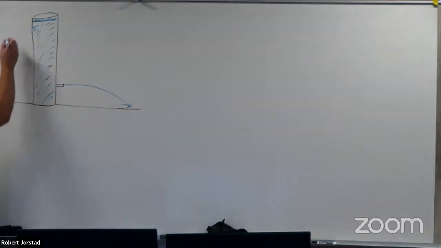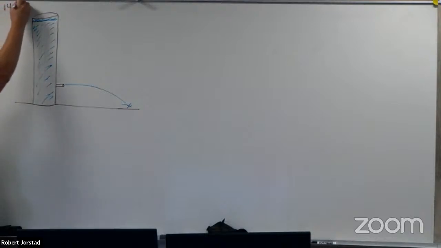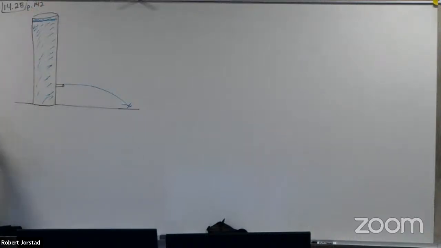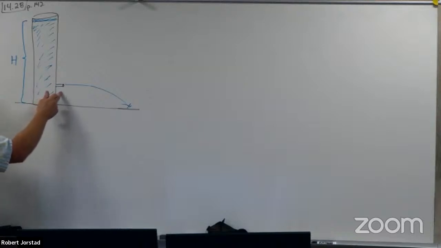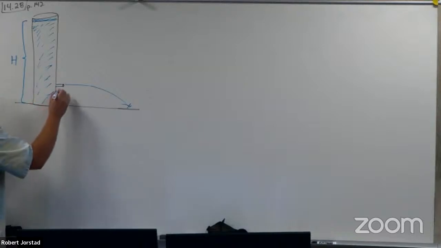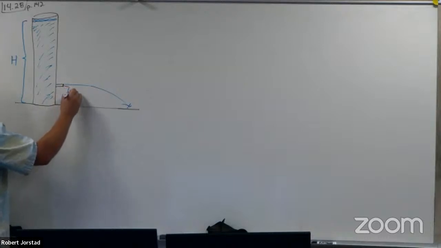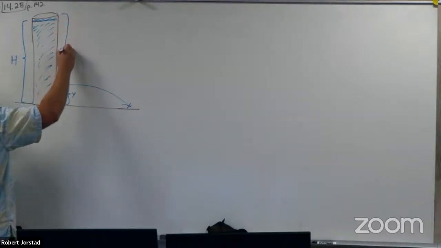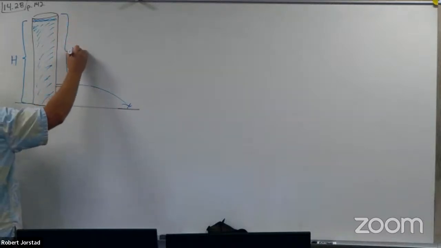We're told that the height of the water column is capital H. What is this height? Is this little h or is this y? That's y. So this height is distance y. So I hope you agree that this distance right here should be capital H minus y. Is everybody cool with that?